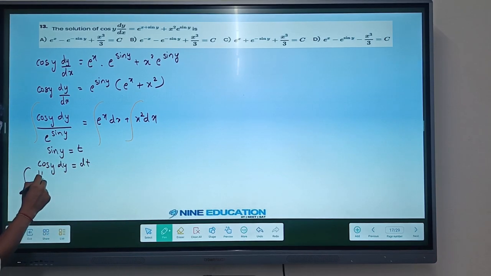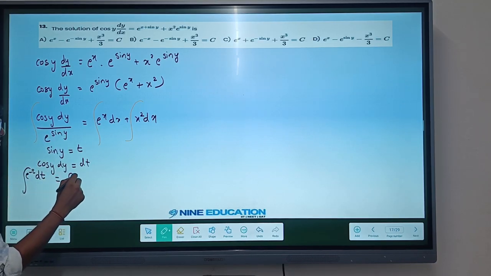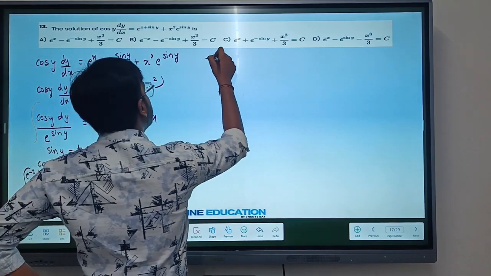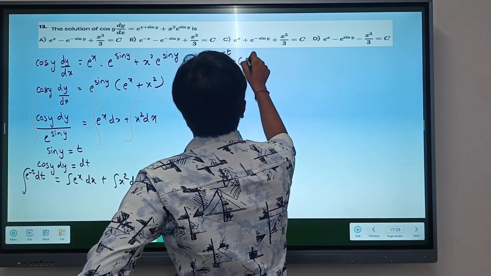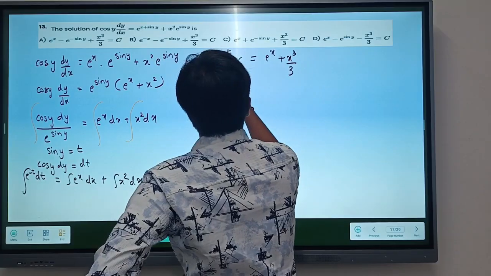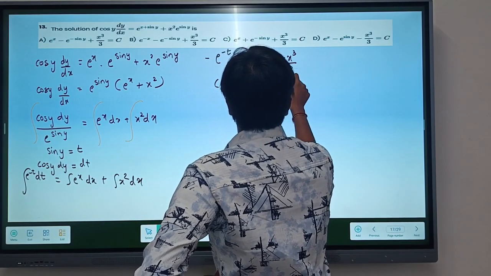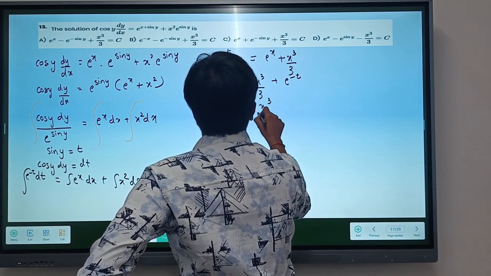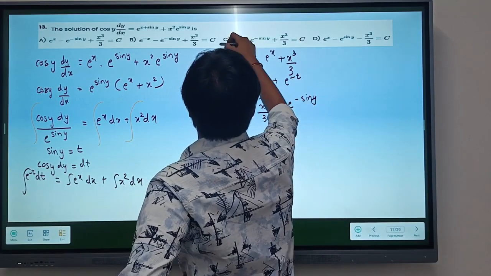So integration of dt divided by e power t, that is e power minus t, equals e power x dx plus x square dx. If you integrate, what will you get? Minus e power minus t plus c equals e power x integration of e power x, x square integration x cube by 3. Take this over here: c equals e power x plus x cube by 3 plus e power minus t. And what is t? sin y. So e power x plus x cube by 3 plus e power minus sin y, addition of the three of them equals c.